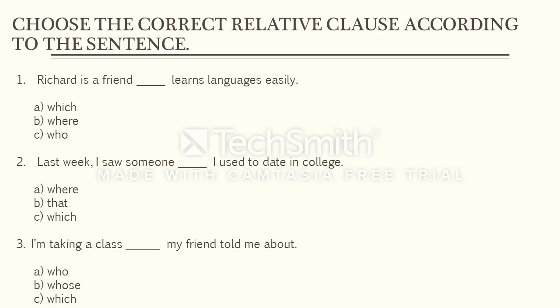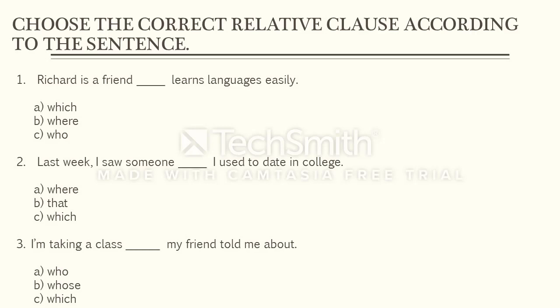Number three would be: I'm taking a class my friend told me about. So you have the options once again: who, whose, which. How would you complete this sentence? I'm taking a class who, whose, or which my friend told me about. Think about the answer, okay? And you let me know, all right?